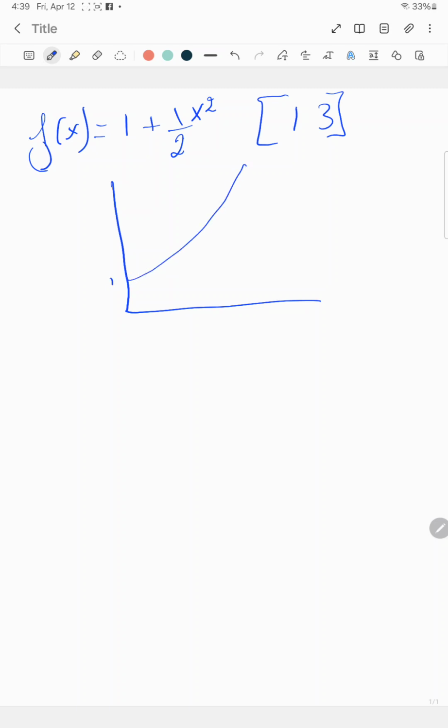So this is 1, this is my summit, and I will study it between 1 and 3. So this is my 0, 1, 2, 3. So I have two parts here in the area under the curve. And this time I will divide it into n rectangles.